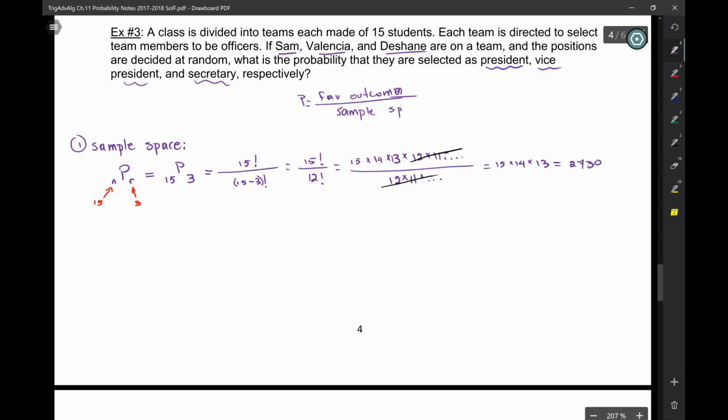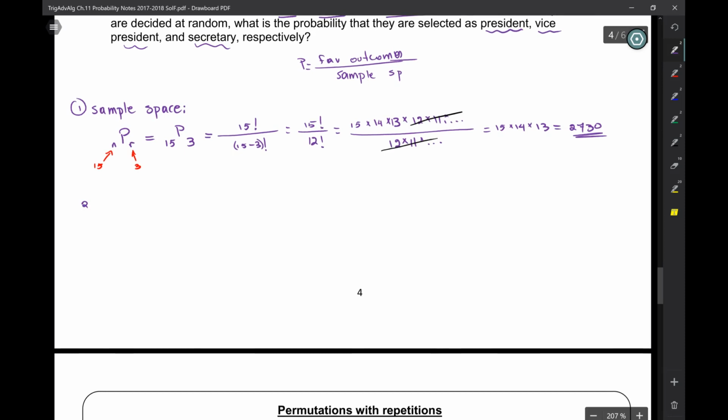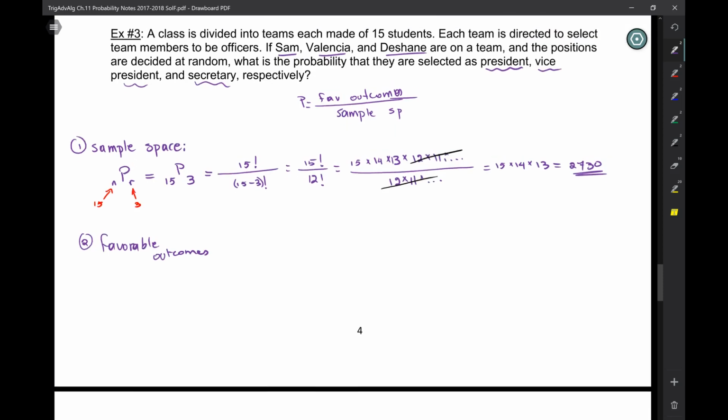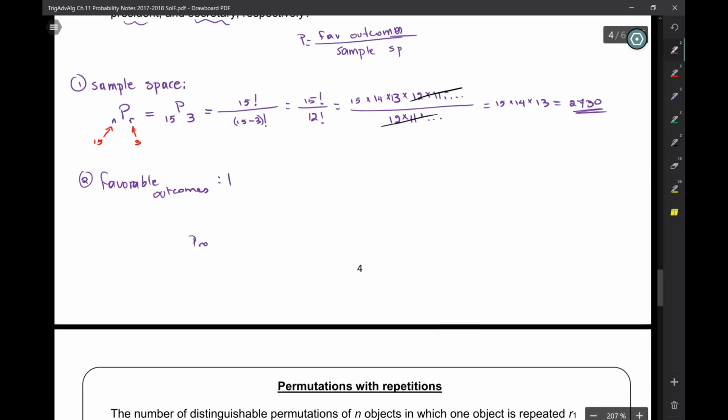Now, how many favorable outcomes are there? How many different cases are going to make us happy? Is it 3 or 1? Oh, 1. Because the only case that's going to make me happy is if Sam gets this, Valencia gets that, and Deshane gets that. So the probability is 1 out of 2730. What's important when we do probability is no decimals. We're not allowed decimals. Always fractions.